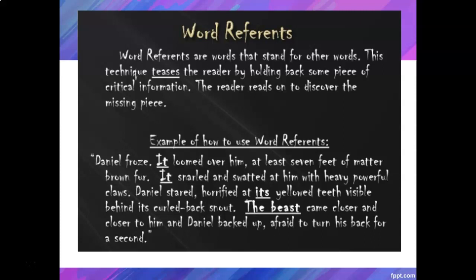So here's an example. Daniel froze. It loomed over him, at least 7 feet of matted brown fur. It snarled and swatted at him with powerful claws. Daniel stared back, horrified at its yellow teeth visible behind its curled snout. The beast came closer to him, and Daniel backed up, afraid to turn his back for a second.